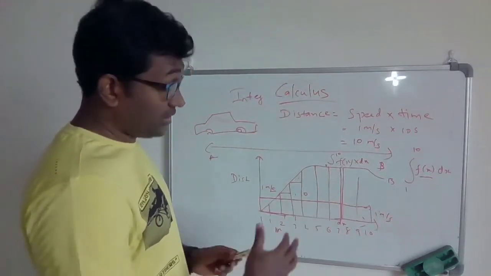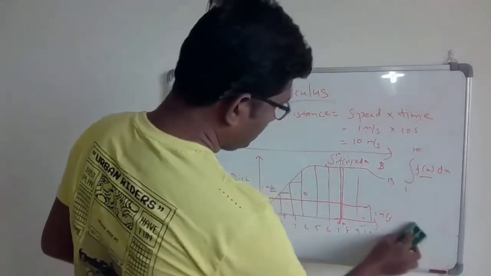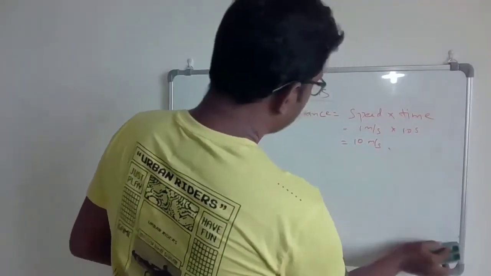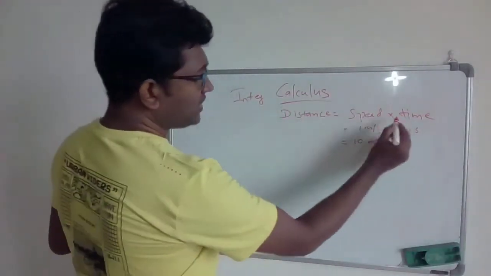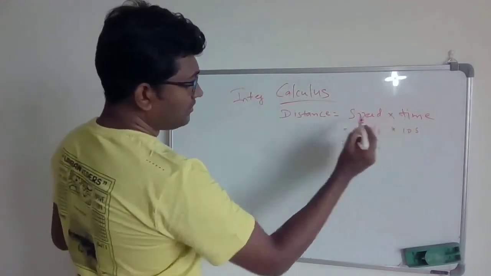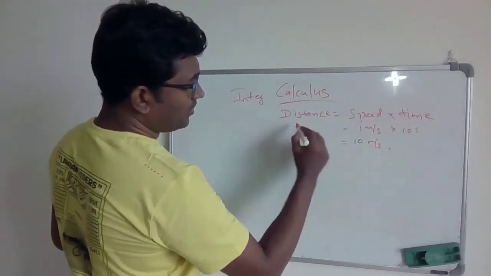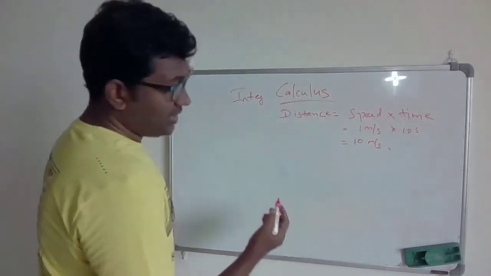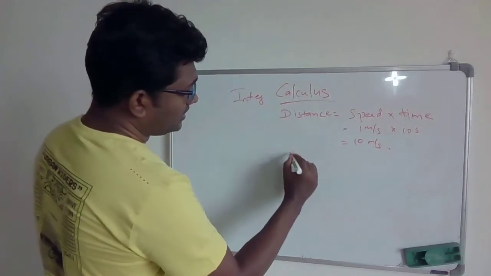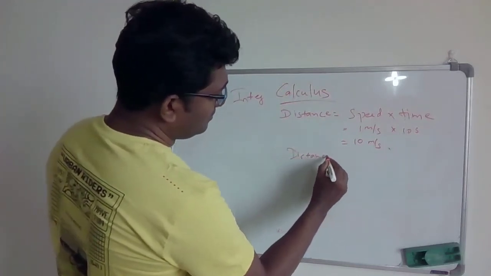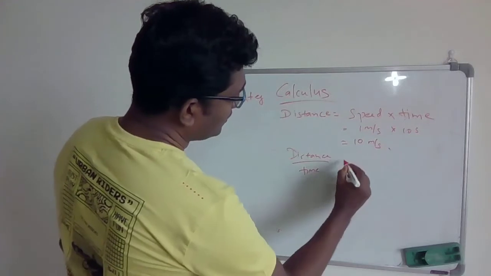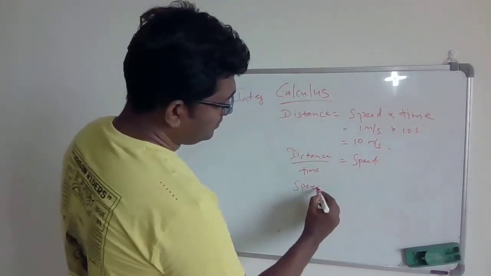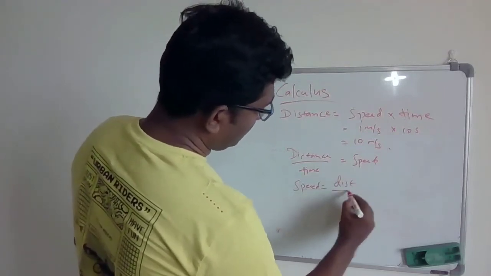Now, how does this relate to differentiation? I'll give one more example. Here we have distance and we have time. Anything which changes with time is called a rate, and anything which changes with length is called a gradient. So distance by time is equal to speed. That's what it means.